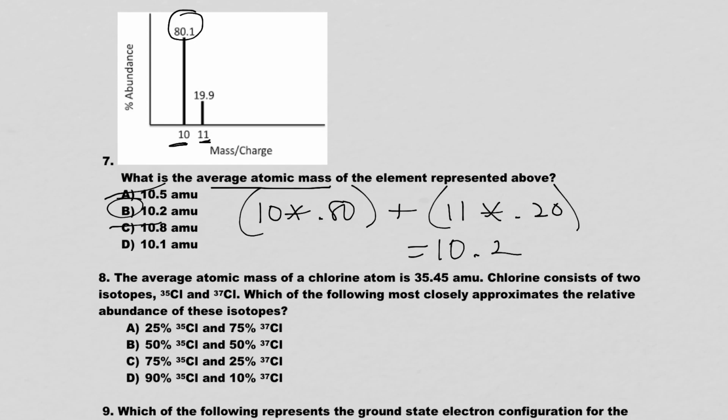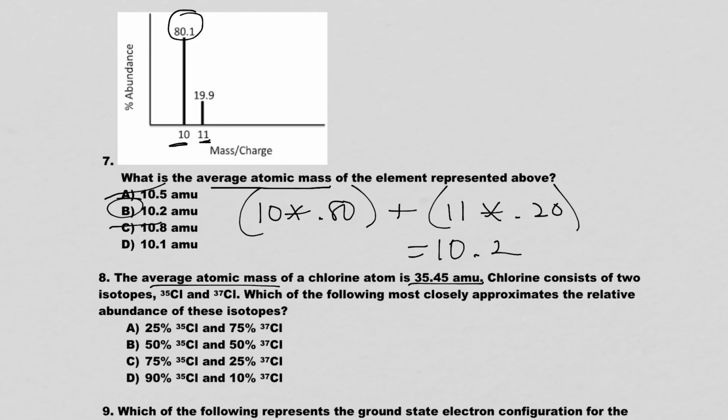Looking at 8, it is another average atomic mass question. It's about chlorine, and we're given the weighted average, or what we would see on the periodic table. It says that chlorine consists of 2 isotopes of 35 and 37. Which of the following most closely approximates the relative abundance of these isotopes?